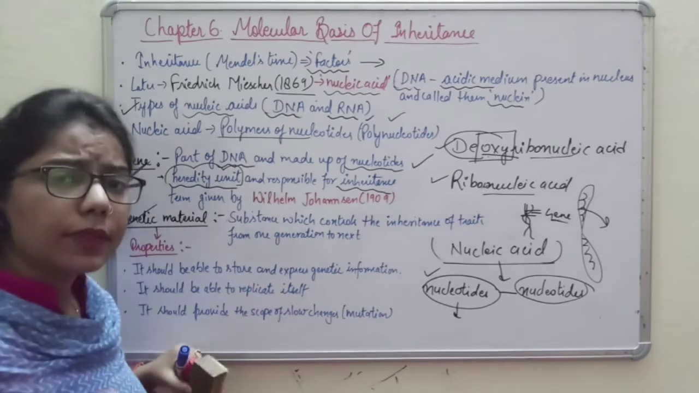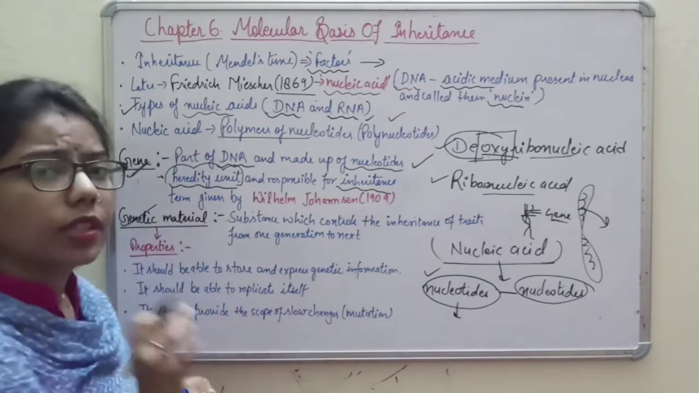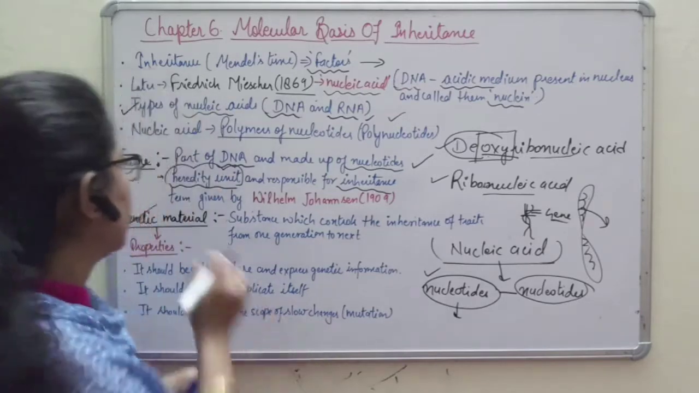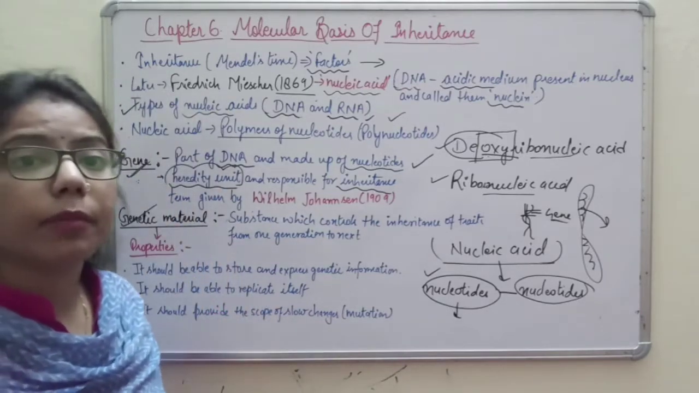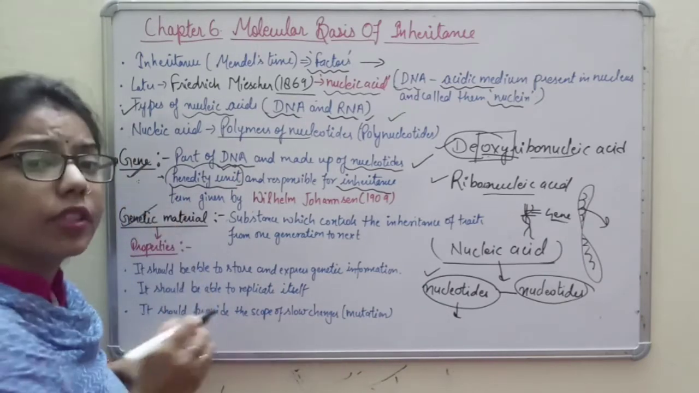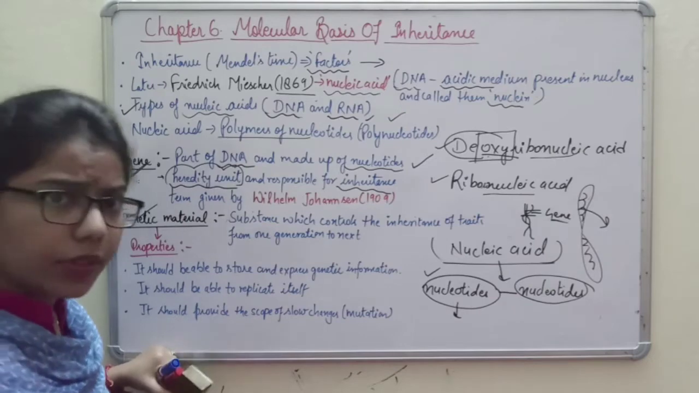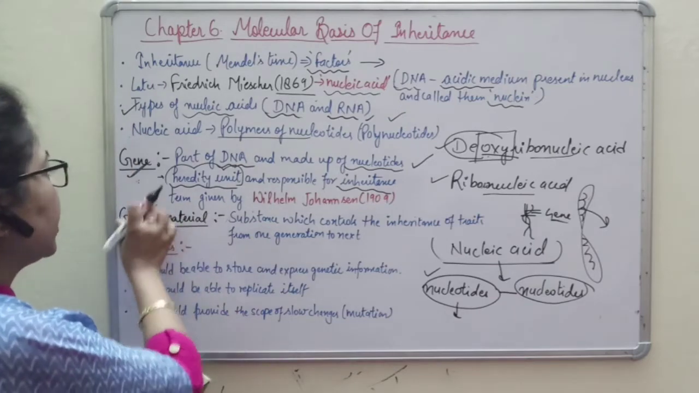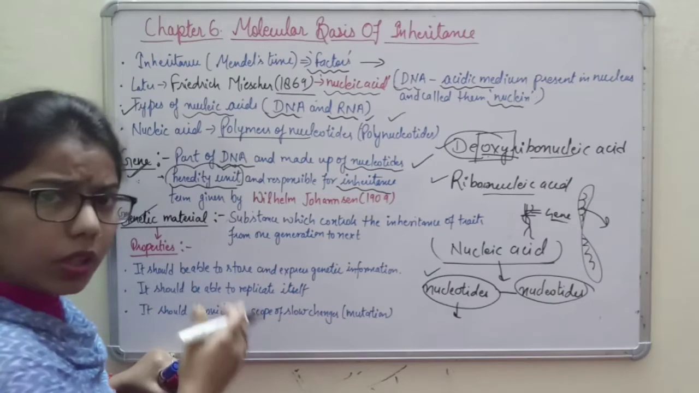Now as we are saying that this is the thing which is responsible for transferring the character, what will you call it? Genetic material. What is genetic material? That thing which is responsible for transferring the character, because it is a material which will transfer genes.